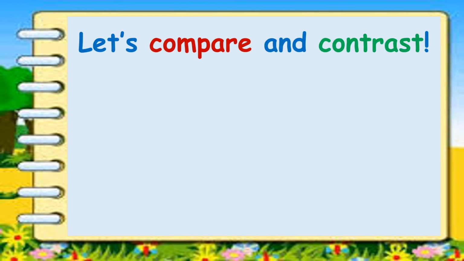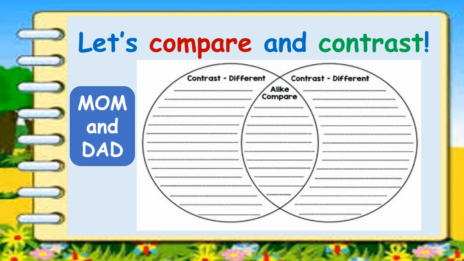So now, let's try to compare and contrast. So I have here a Venn diagram. So if you notice, in the Venn diagram, there are overlapping parts. So in the overlapping parts, you have to put there the similarities. So what are alike? So that means you compare. And on the other two sides, you have their contrast. So you have to mention there the differences. So this time, try to compare and contrast your mom and dad.